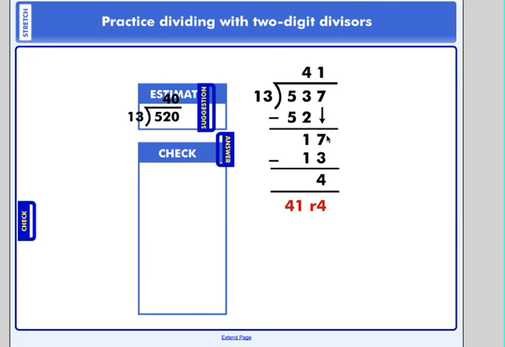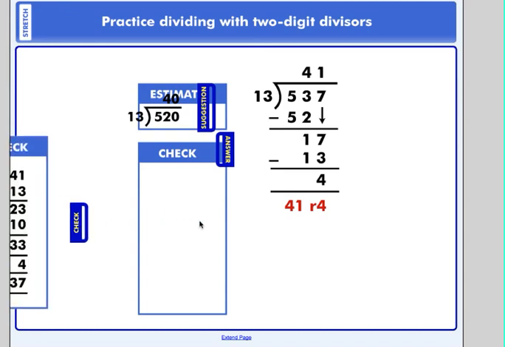Then bring down your 7. 13 goes into 17 1 time, subtract 13 and you've got 4 left over. There are no more numbers to bring down, so this 4 is my remainder. So I got an answer of 41, remainder 4.